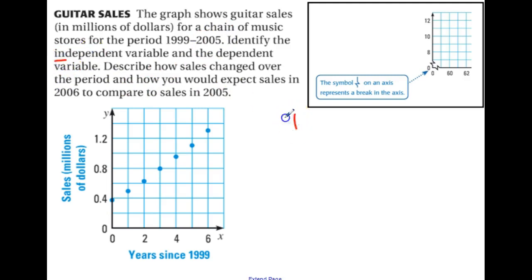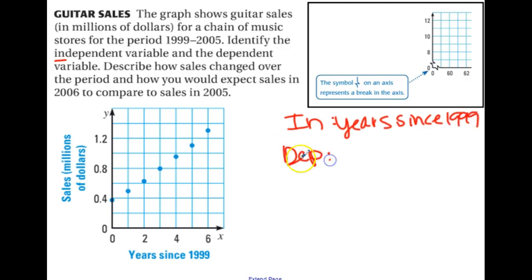Our independent variable is what we would plug in for the letter x, which is really the years since 1999. Then our dependent variable, what we get out for y, is our sales in millions.